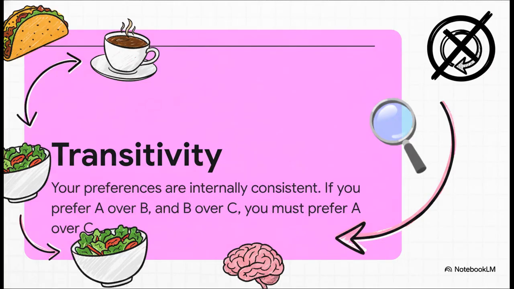Second, we have transitivity. This just means your preferences have to be consistent. They can't run in circles. So if you like tacos more than coffee, and you like coffee more than a salad, then it has to follow that you like tacos more than a salad. This little rule prevents us from getting stuck in an endless loop of indecision.